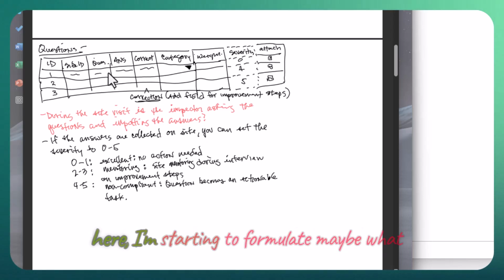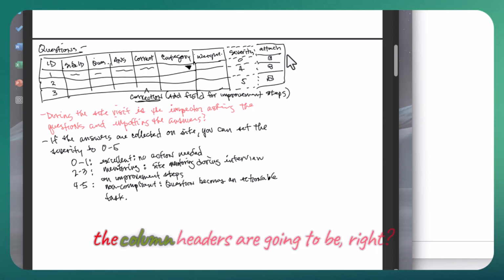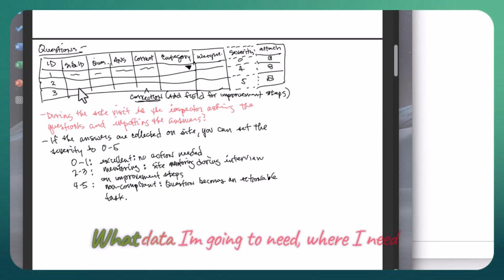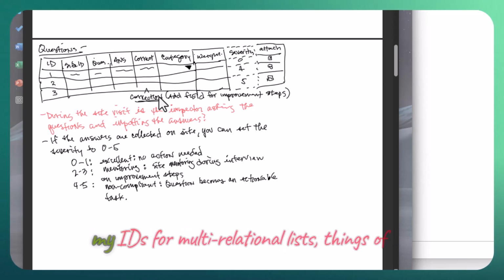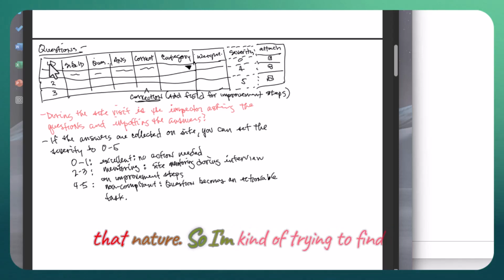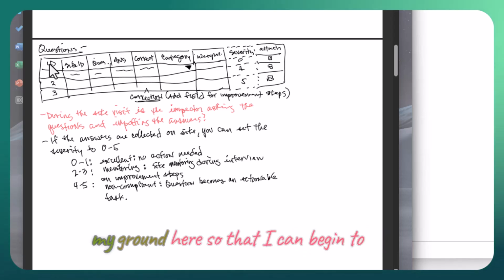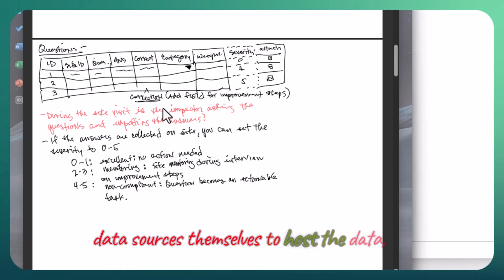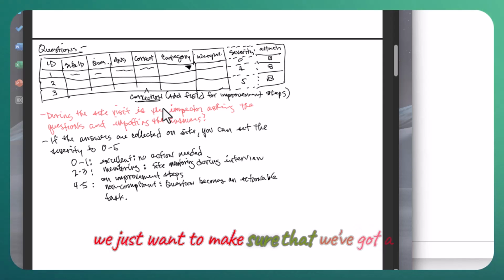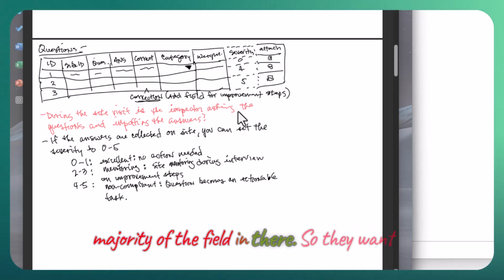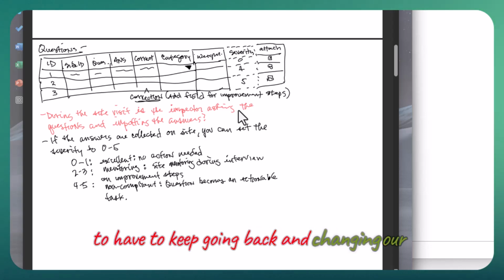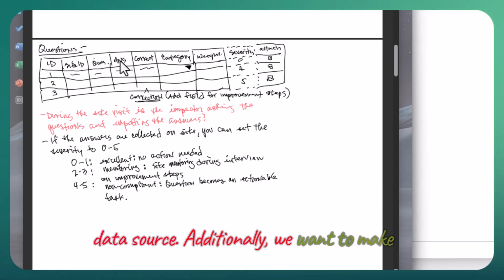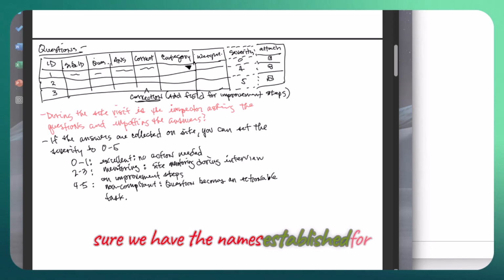And as you see here, I'm starting to formulate maybe what the column headers are going to be, right? What data I'm going to need, where I need my IDs for multi-relational lists, things of that nature. So I'm kind of trying to find my ground here so that I can begin to develop. Because when we start creating the data sources themselves to host the data, we just want to make sure that we've got a majority of the fields in there so that we don't have to keep going back and changing our data source.